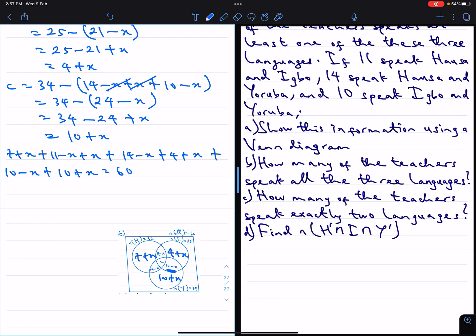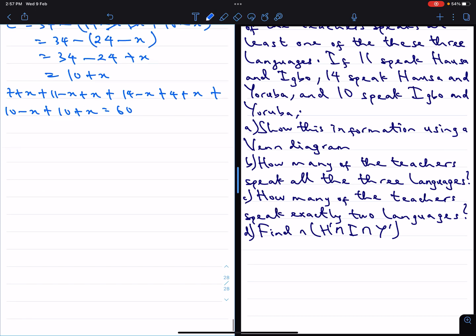Let me check again. 7 plus x plus 11 minus x plus 14 minus x plus 4 plus x plus 10 minus x plus 10 plus x equals 60. Yeah, that's what we need to solve. The equation we need to solve for the value of x.